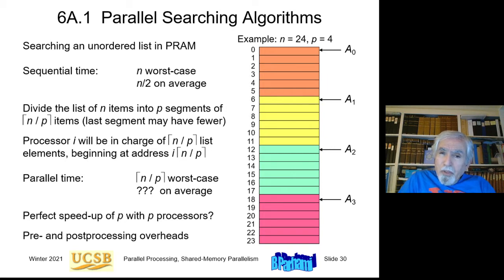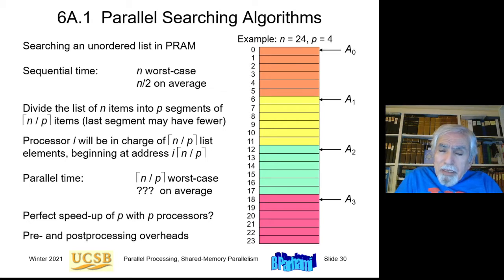So that will take order n time, n steps. And on average, we will have to scan half of the list. So the expected running time of the algorithm is n over 2. The worst case is n.